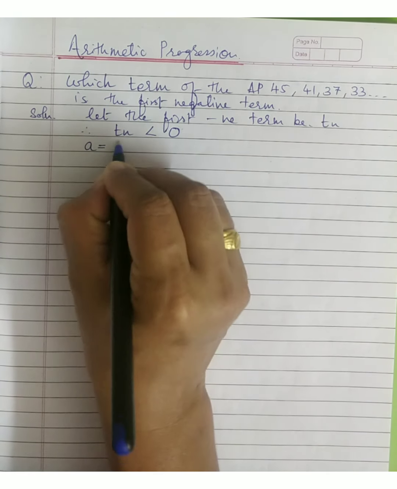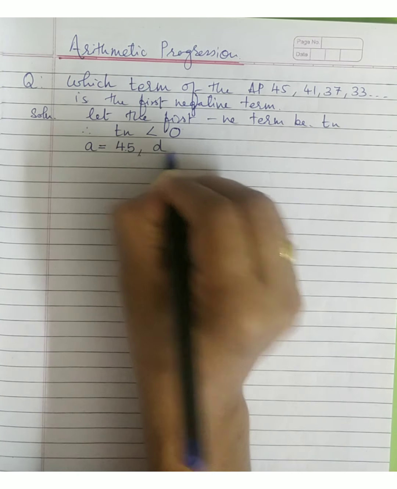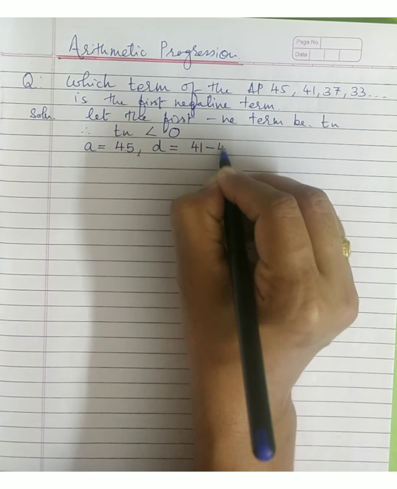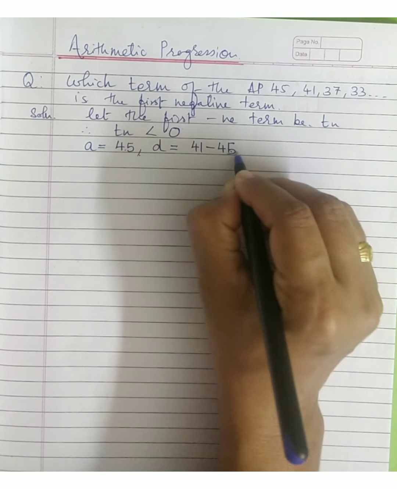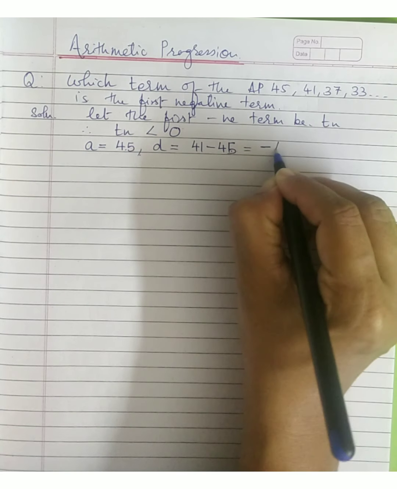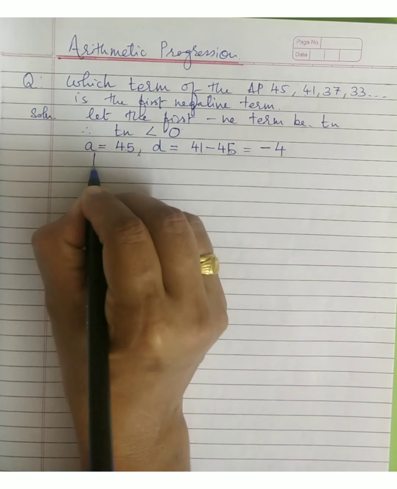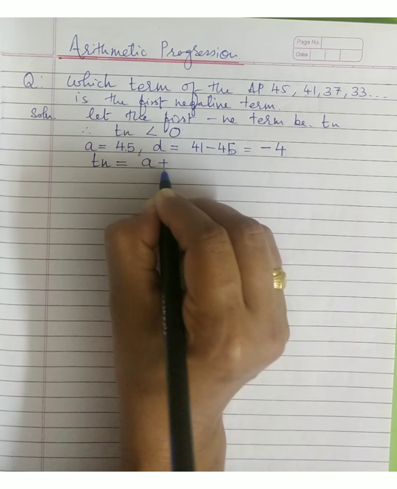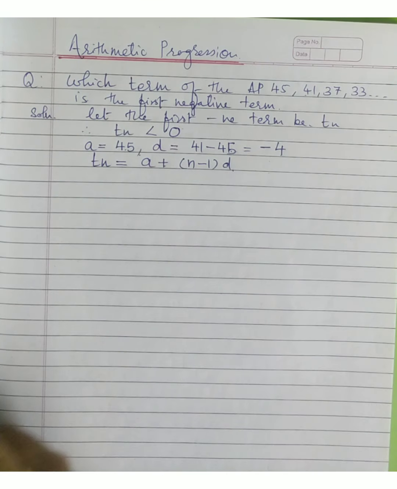What is A? You will need the first term here. A is 45, right? Common difference: what is common difference? Second term minus first term. So 41 minus 45. The sign will be minus, so d is minus 4. Be careful with that, right? Which formula are we using? I suppose everybody has learned that formula, a plus n minus 1 into d, right?